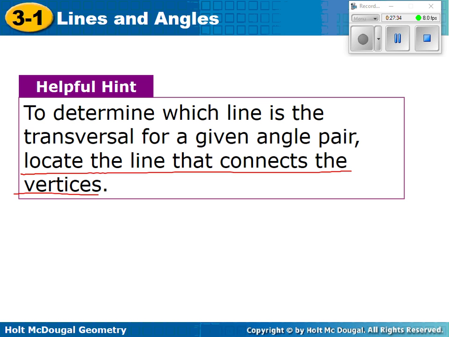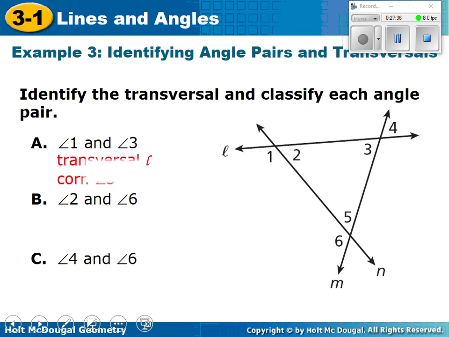For example, if you look at this picture, notice that all three lines are intersecting. So every line is actually intersecting two other lines, which means they're all transversals. But what they want to know is what is the transversal for this angle pair?